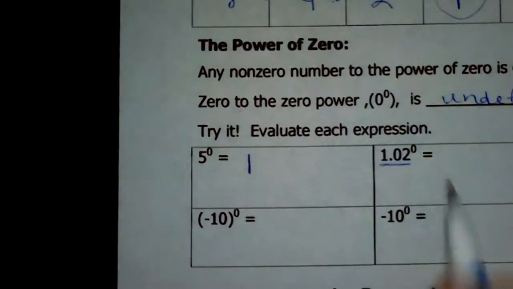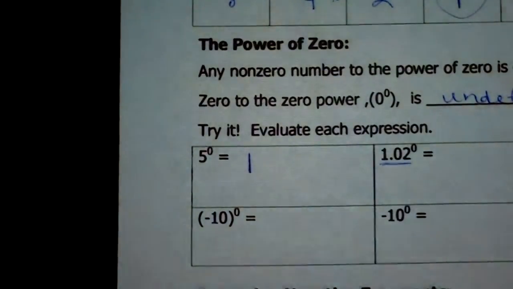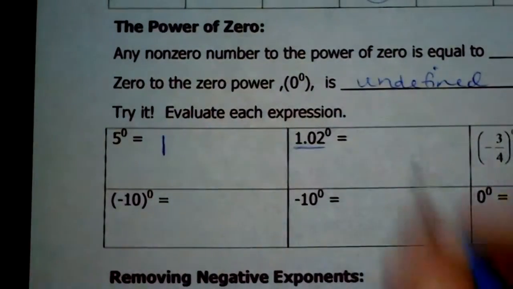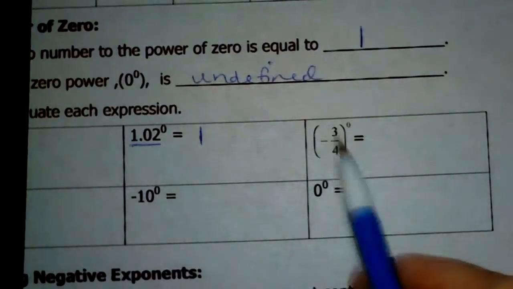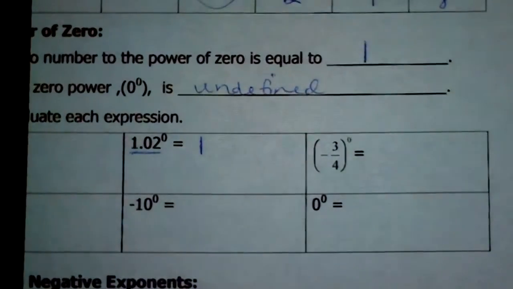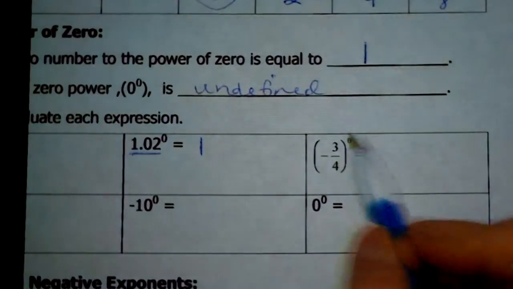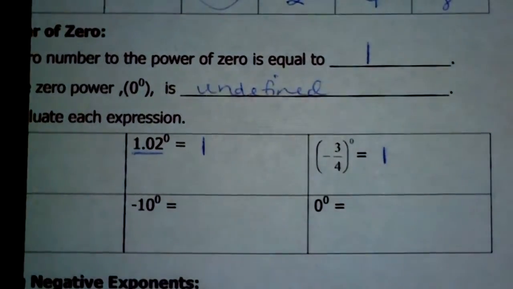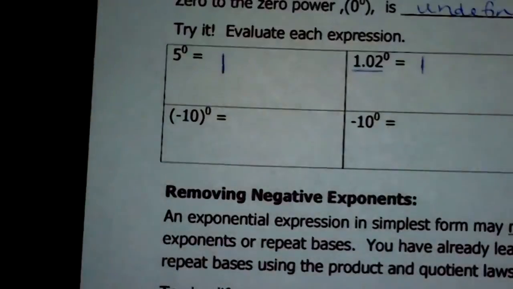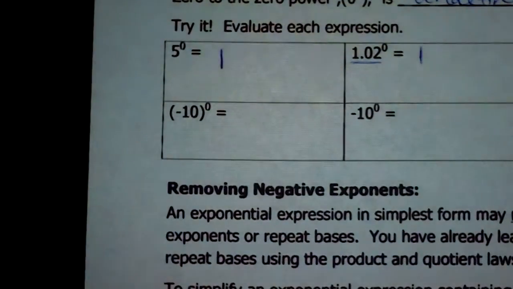Even if my base is a decimal, 1.02 or 1/200 to the 0 power, yep, it's 1. Even a fractional base, the quantity of negative 3/4 to the 0 power, yeah, it's 1. Are you getting the gist of this? Don't go filling out a bunch of ones just yet, though. There are some weird ones.